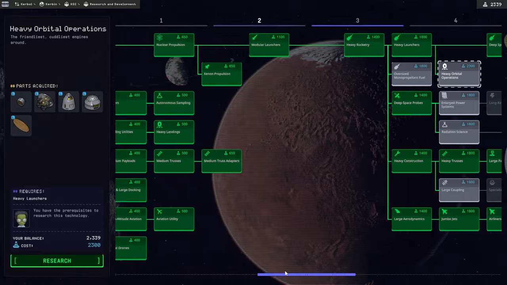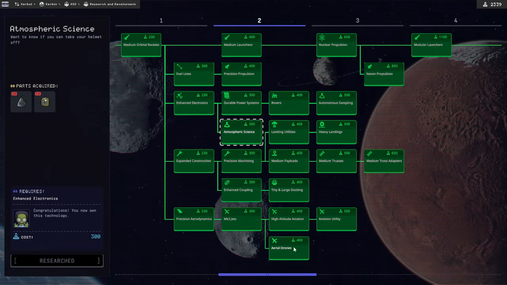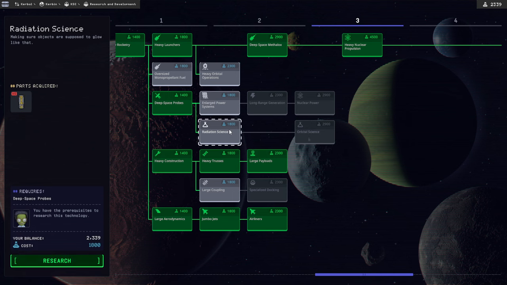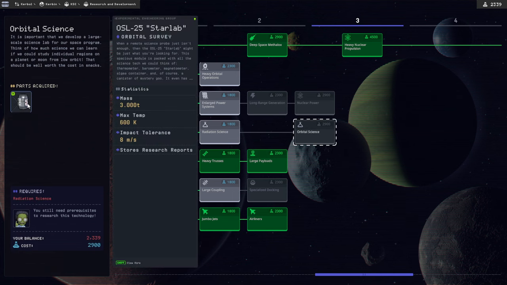I feel like we haven't gotten many scientific instruments. There's atmospheric science, but, you know, the use cases for that are limited. Radiation science though, that's all over the place. So we'll get this radiation science, and then there's also orbital science, orbital survey.